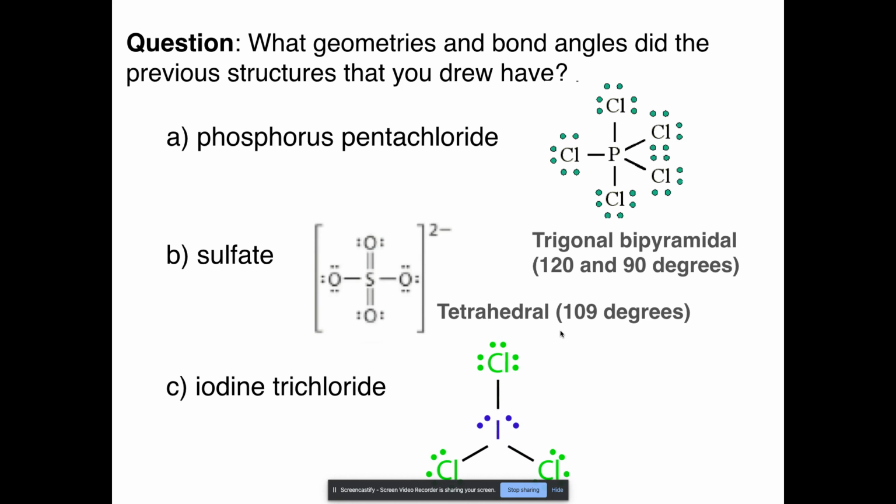I guess I should have said sulfate doesn't, because it only has 4 things around it, it is just tetrahedral. It's not even one of the new geometries. That's how laid back sulfur is. It's just tetrahedral, 109 degrees, just like we did before. Now, iodine trichloride's shape is pretty weird. It has a T shape to it, and that means that its bond angles are just under 90 degrees.